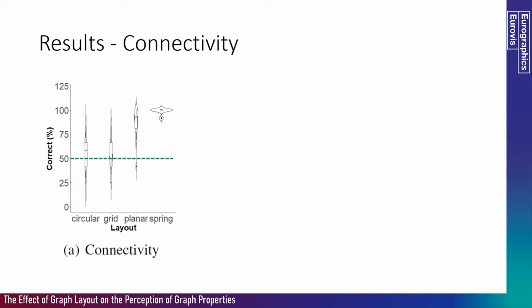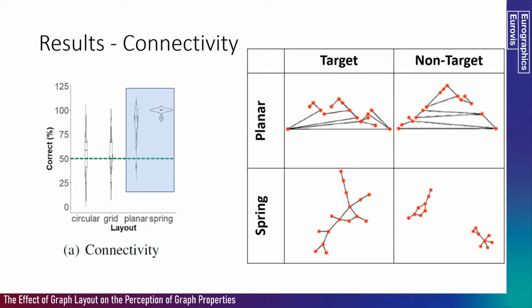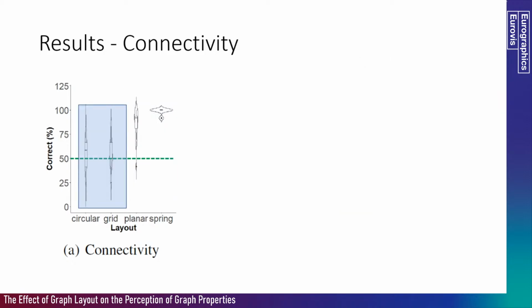For the connectivity task, the planar and spring layouts resulted in significantly better performance than the other 2. This is probably because these 2 layouts tend to draw the 2 components of the non-target graph separately. Moreover, the spring layout, in which the 2 components are drawn in distance, clearly outperformed the planar one. The circular and grid layouts, on the other hand, resulted in performance not significantly better than random answering.